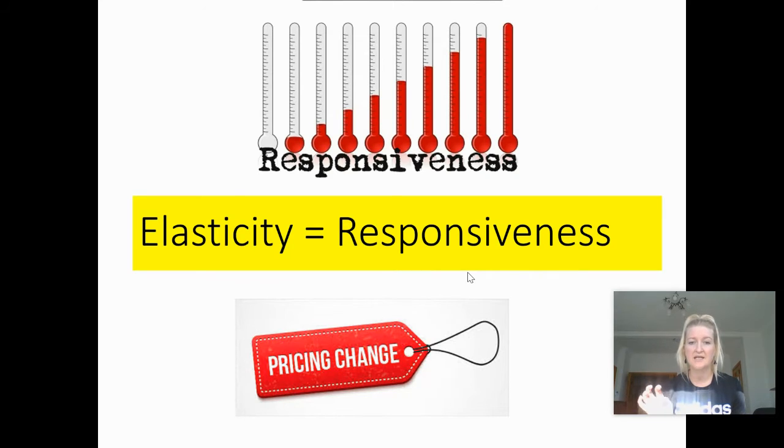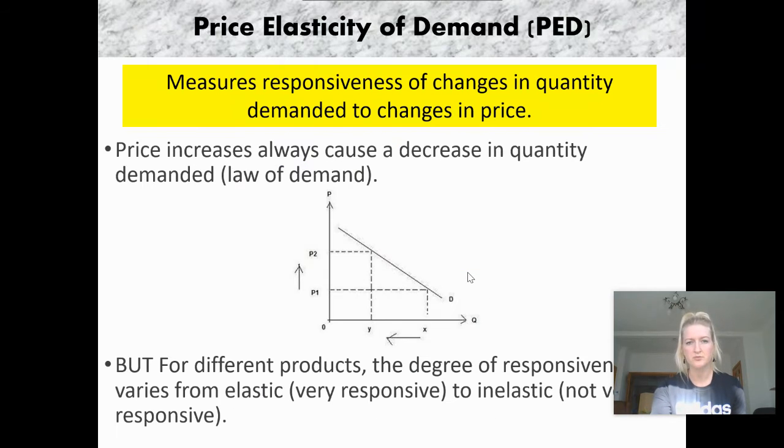So for a start, elasticity just means responsiveness. So we're looking at how responsive consumers or producers are to different factors that change. Okay, mainly prices, but we also look at incomes, how incomes change. So the first type of elasticity of demand that we're looking at is the price elasticity of demand. So price elasticity of demand just measures how responsive consumers are to a change in price. So how responsive their quantity demanded will be to a change in price.